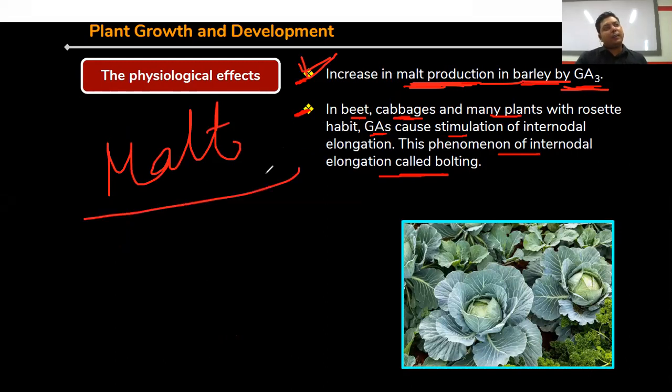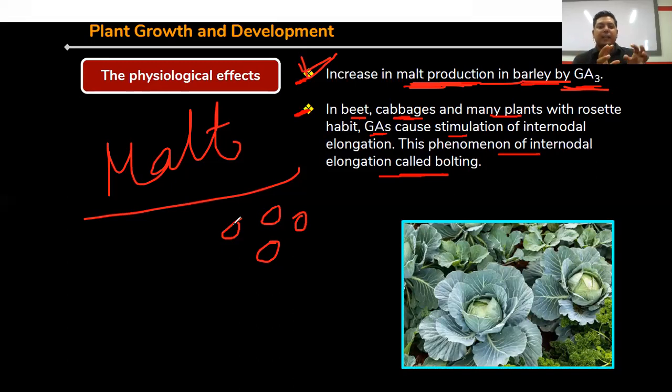Suppose we take an example, wheat. What happens in the case of wheat? They are extracted from the plant first, and soaked with water, and again mixed with gibberellin for making wine or beer. This is called malt.